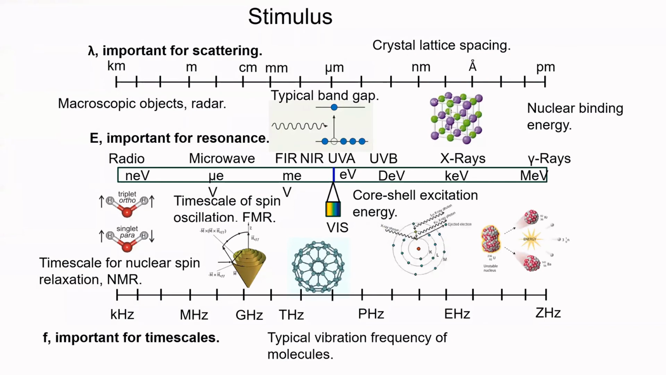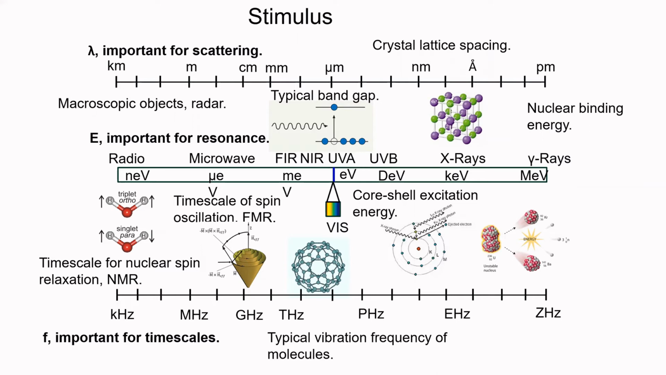So possible stimuluses, of course, span pretty much the whole of the electromagnetic radiation, and you might want to be thinking about these in terms of a wavelength. Wavelength is most important when you're wanting to think about scattering of objects. So at the long wavelength end of things, what you're interested in is the scattering of macroscopic objects, and a typical example of where that might be relevant is a radar, where you're scattering off centimeter wave or longer radio waves in order to detect where an object actually is.